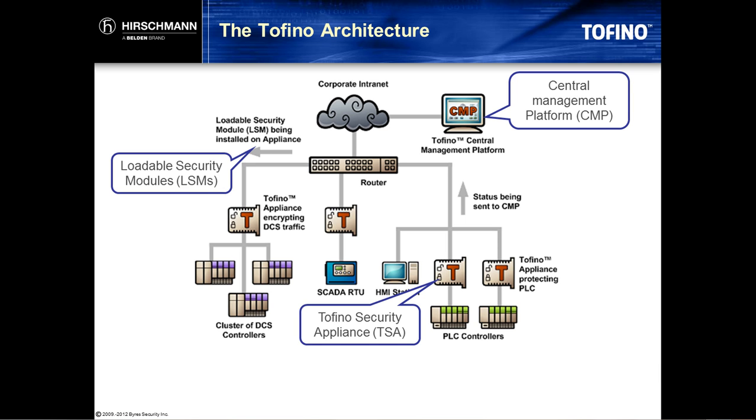The third key component is a set of firmware modules called loadable security modules, and these are dynamically downloaded and installed into your appliances using the CMP software, so you can choose what security features you have in each zone.